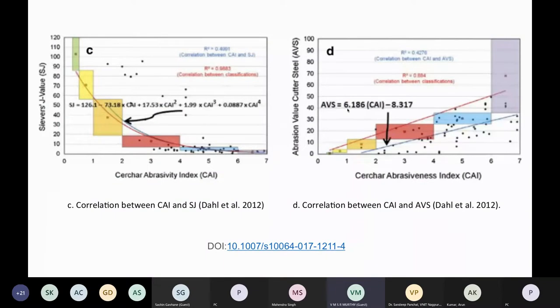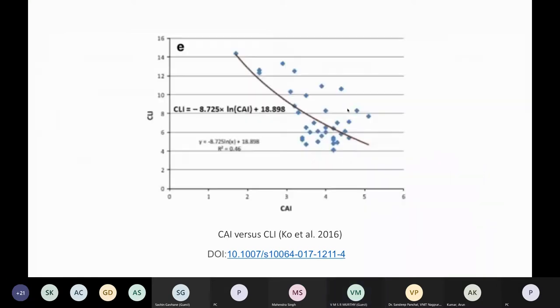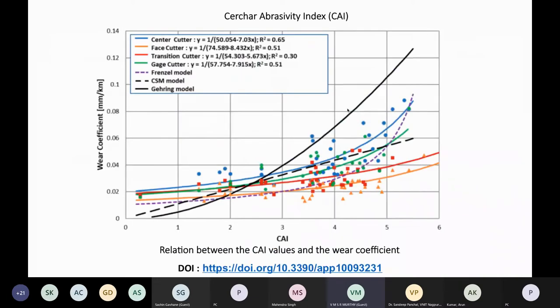You can see here also the abrasivity versus Siever's J-value relation, a fairly good correlation. You can see that as your abrasivity index is increasing, your Siever's J-value is decreasing. I think that's a fair correlation of 98%. Again, abrasion value cutter steel also has a fair correlation with Cerchar abrasivity index. So this is just to reconfirm that these tests are quite important.